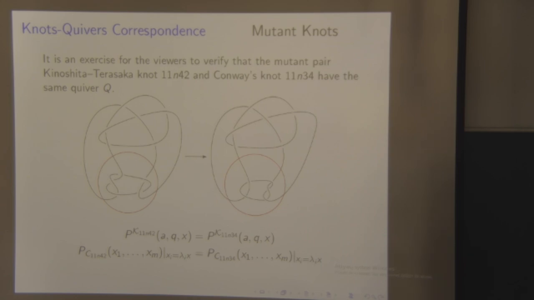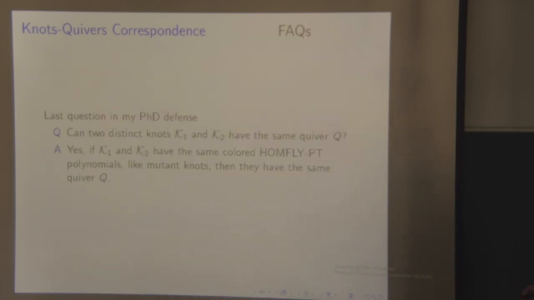But to be honest, during my PhD defense, I already knew the answer, but I panicked a little bit, so I forgot and I said no. A very simple example are mutant knots. They have the same colored HOMFLY-PT polynomials. And what happens here is that a quiver knows as much about your knot as the colored HOMFLY-PT polynomials. So if the HOMFLY-PT polynomials agree, then the quivers must agree. It's an exercise for you to verify this.